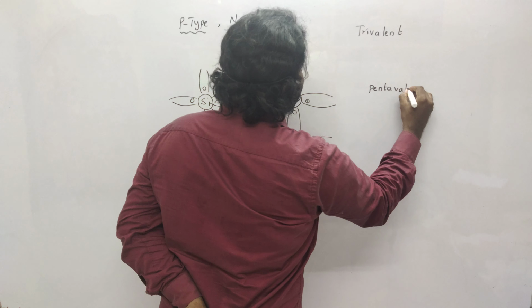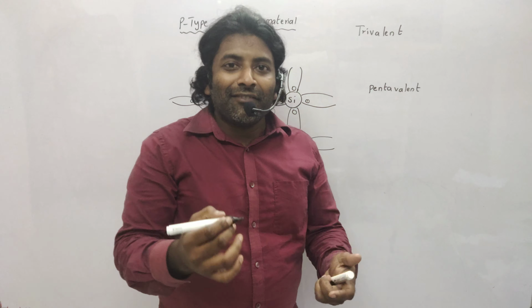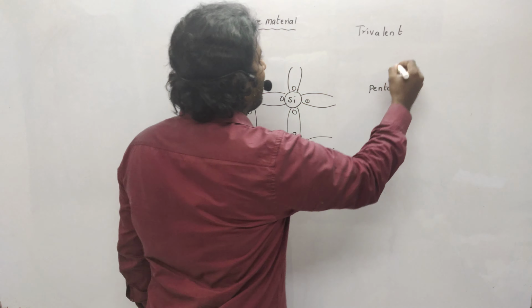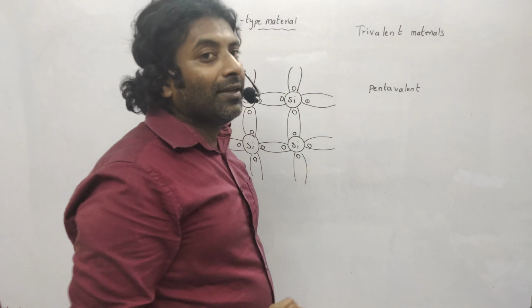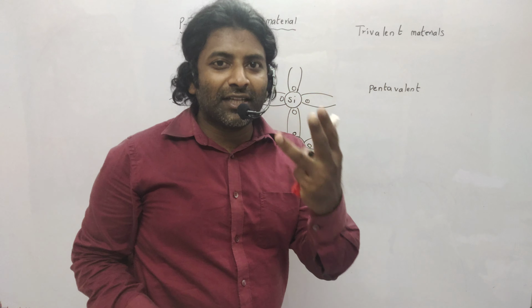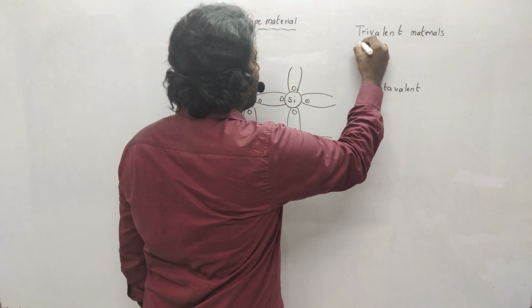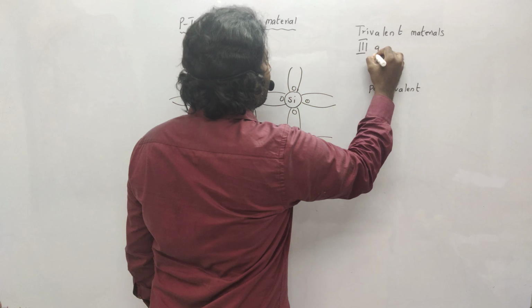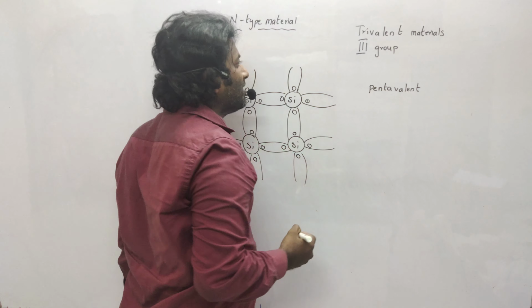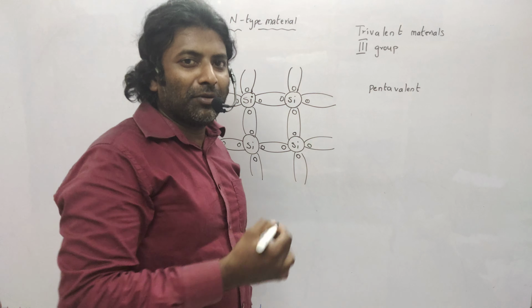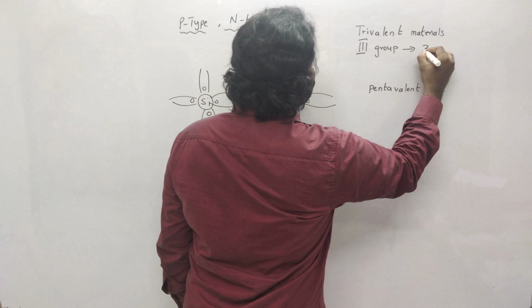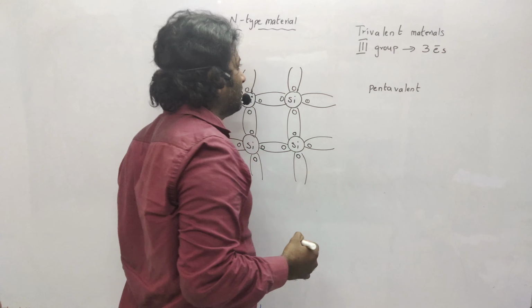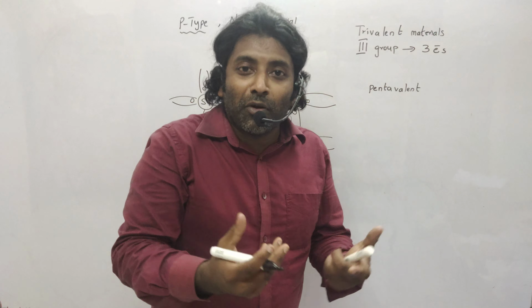Valent is nothing but valency only. So trivalent materials, I am writing here. Trivalent materials means they have 3 valence electrons, or these elements are nothing but third group elements. In the periodic table, third group. So these trivalent materials will have 3 electrons in the valence orbit. 3 electrons are available for bonding.